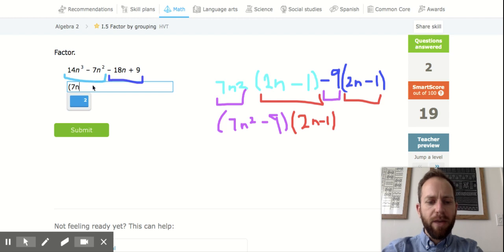And I don't think it should matter which order you write it in because of the commutative property. Anything times itself is the same as that self times anything, forwards or backwards, right? 2n minus 1.